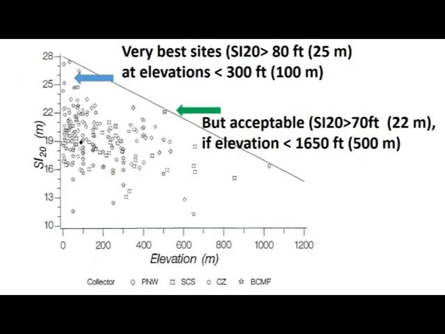So elevation, probably most of you know that alder is really going to do best at lower elevations. You're going to get your very best sites at elevations less than 300 or 400 feet, but it's probably acceptable if it's less than 1,600 feet or so. But if you start planting alder up at 3,000 feet, you can find alder stands up near Snoqualmie Pass, but they're not growing well, and you're going to get a lot of top damage.